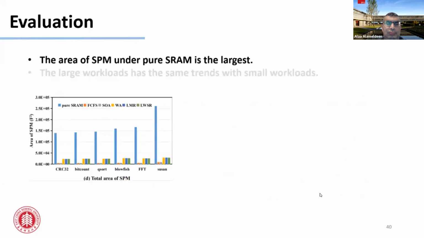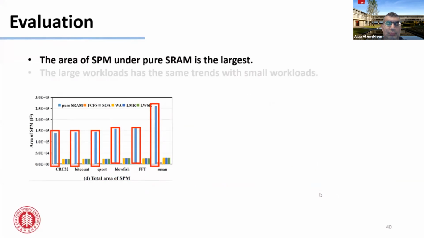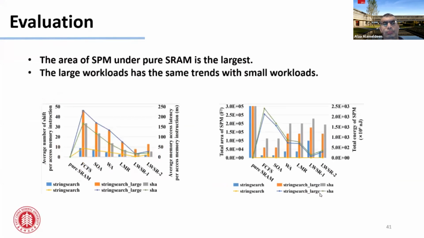For error, the error of SPM under pure SRAM is the largest. This is because the density of SRAM is very low. The error of WA, LMR, and LWSR is the same. This is because WA and LMR use the SRAM size obtained by LWSR. The large workloads have the same trends as small workloads.